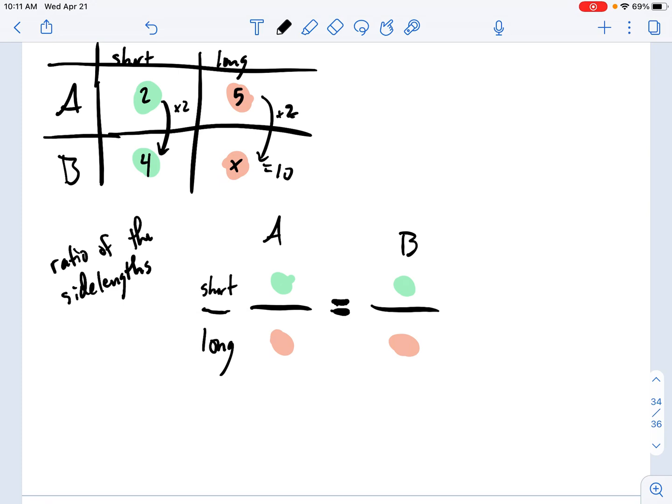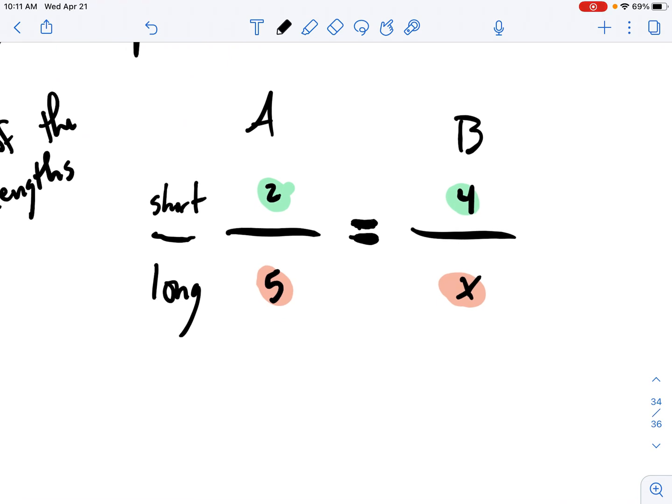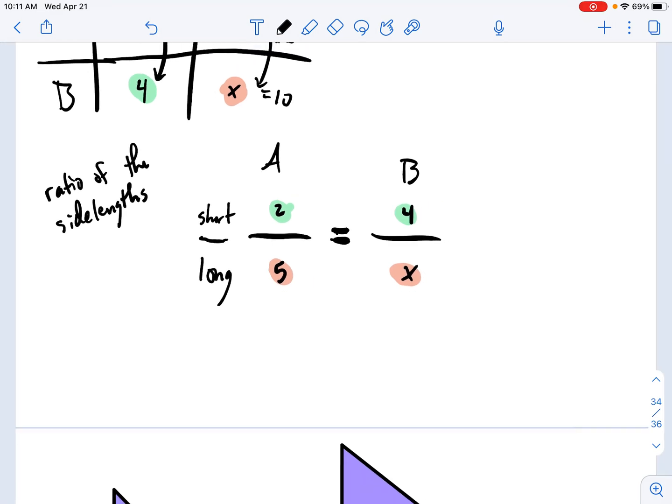So the short side of A is 2. The short side of B is 4. The long side of A is 5. The long side of B is X. So this says 2/5 equals 4 over X. We need to figure out what X is.